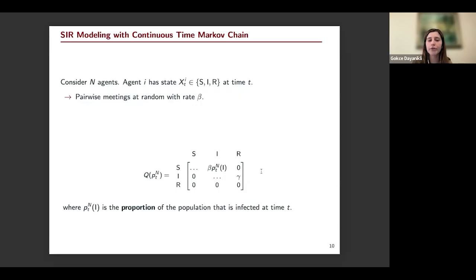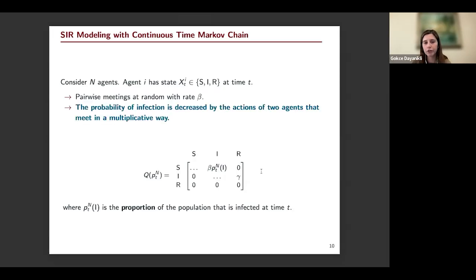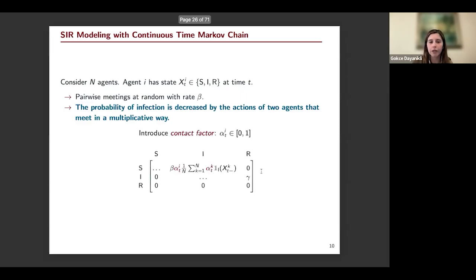We need to introduce some kind of control in the model. In order to do this, we need to realize that the probability of infection is decreased by the actions of the two agents that are meeting in a multiplicative way. This means that when both people are restricting their behavior further, this effect should be shown in a multiplicative way. To show this, we are introducing a control for the agents that is called the contact factor.